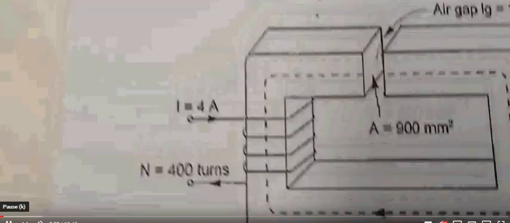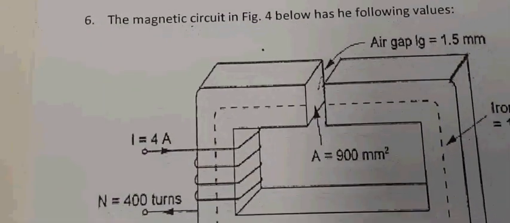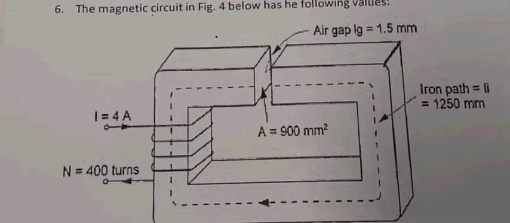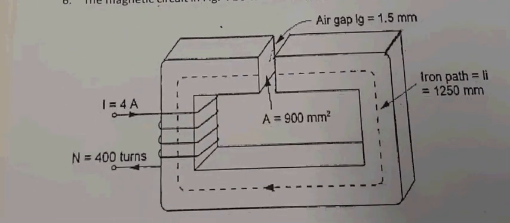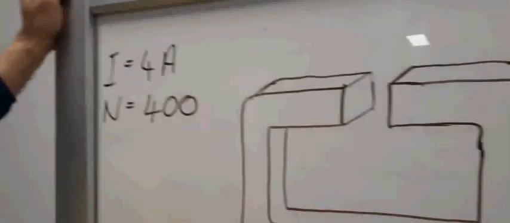We have the magnetic circuit in figure 4 below has the following values. I is equal to 4 amps. N is equal to 400 turns. Okay, so this is what this is going to be for. Yep, it's your magneto-motive force. Okay, so what other info have we got?